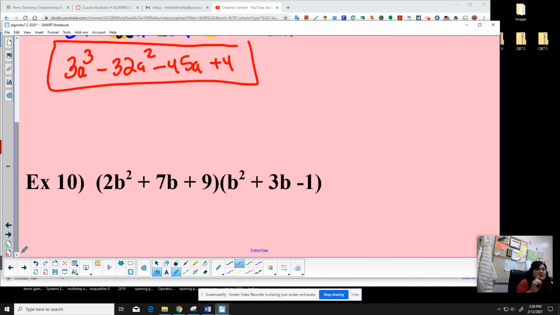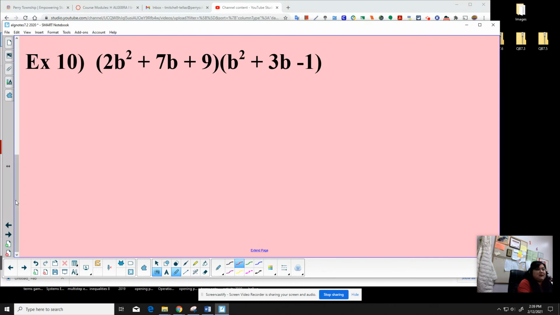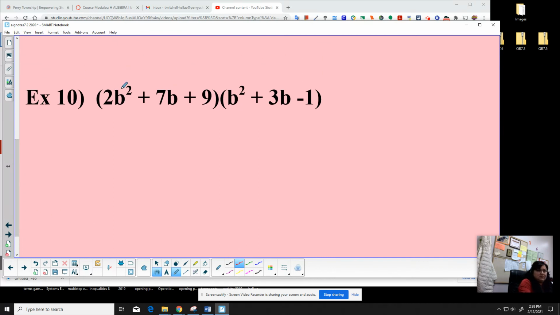You press pause and try this one. Ooh, this is a trinomial by a trinomial. So you do the same thing. Okay, so 2b squared times each of these, 7b times each of these, and 9 times each of these, and then combine like terms, putting it in standard form. Press pause and try it. All right, here we go.